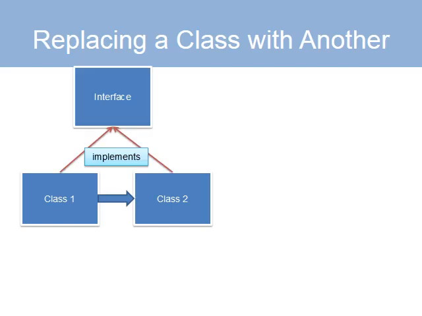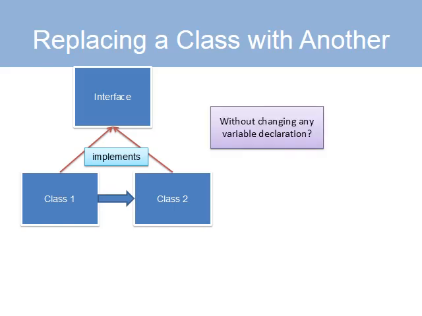Okay, so again, when I teach 401, my students have to deal with my draconian rule of having all variables programmed to the interface. That means variables should be declared using interfaces, and this motivates that. Okay? So we are doing this without changing any variable declaration, and so that's why interfaces are here.